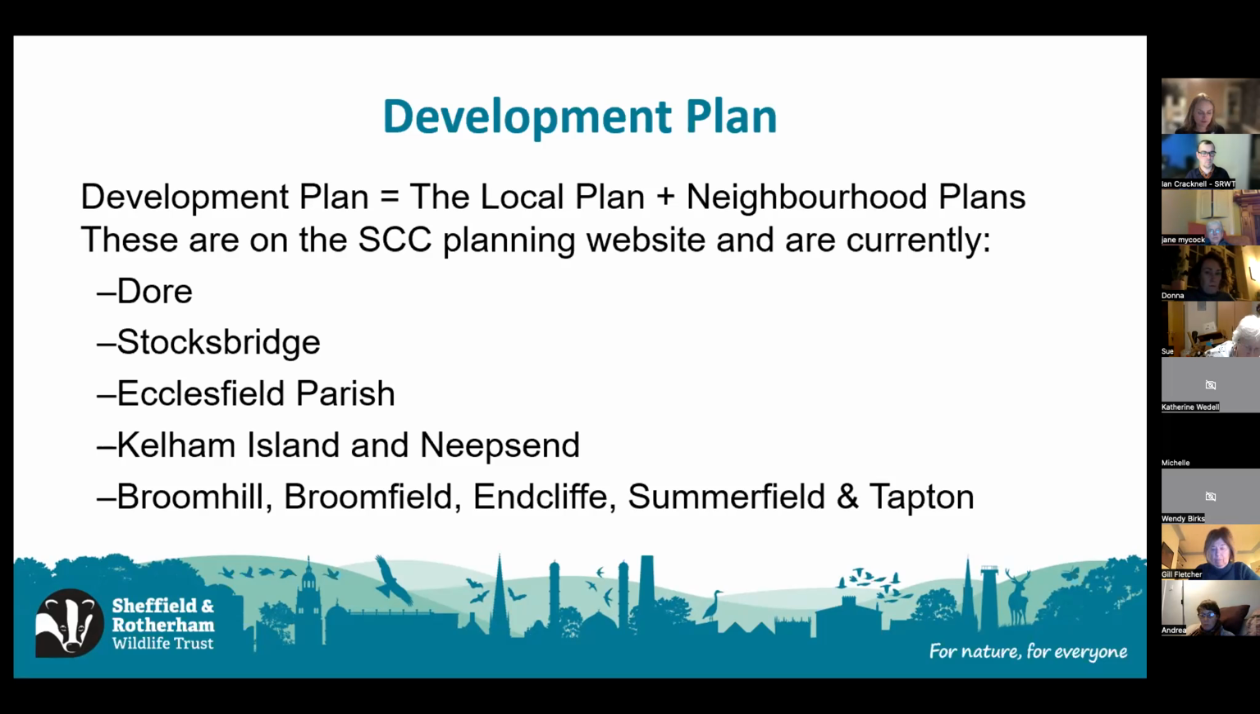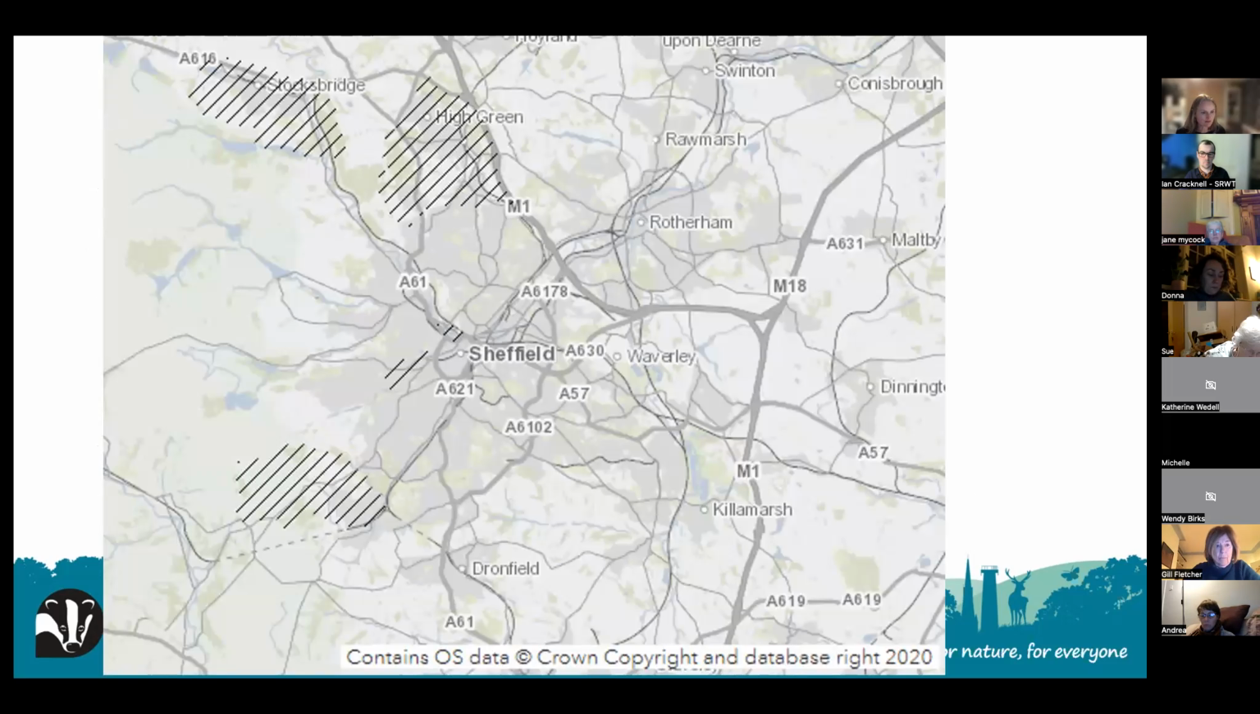The plan should be complementary. They shouldn't conflict with each other, but the neighbourhood plan might provide a bit more detail. Local people have shaped it, they know the area, so they're really great documents, and they're all available on the council website. This just shows which parts of Sheffield are covered by those neighbourhood plans. So not all of Sheffield, but not an insignificant area.